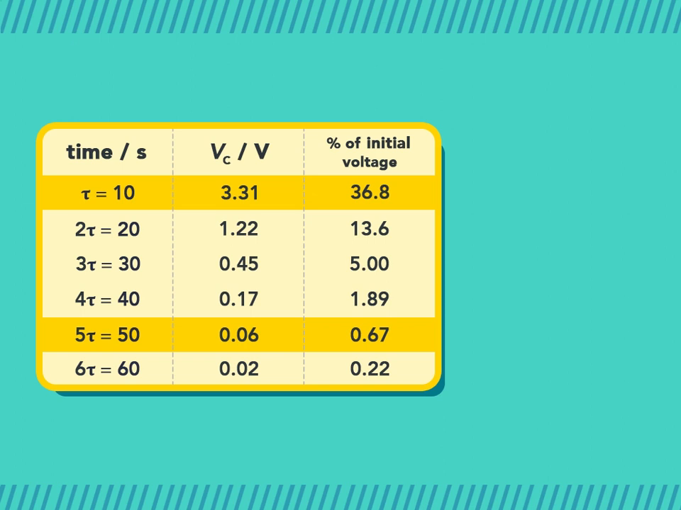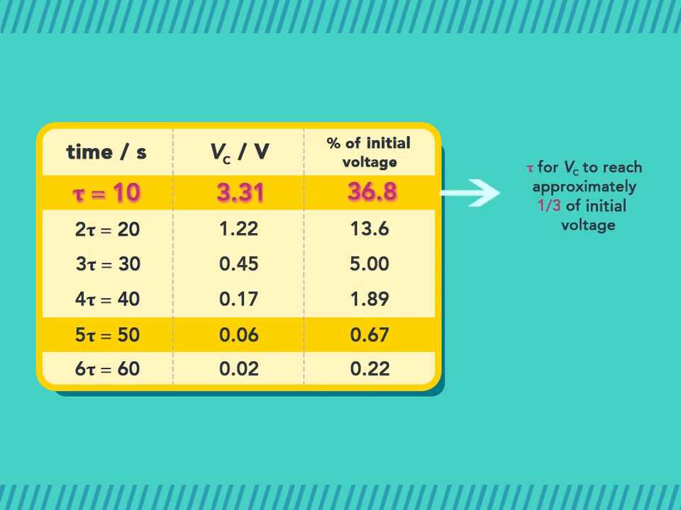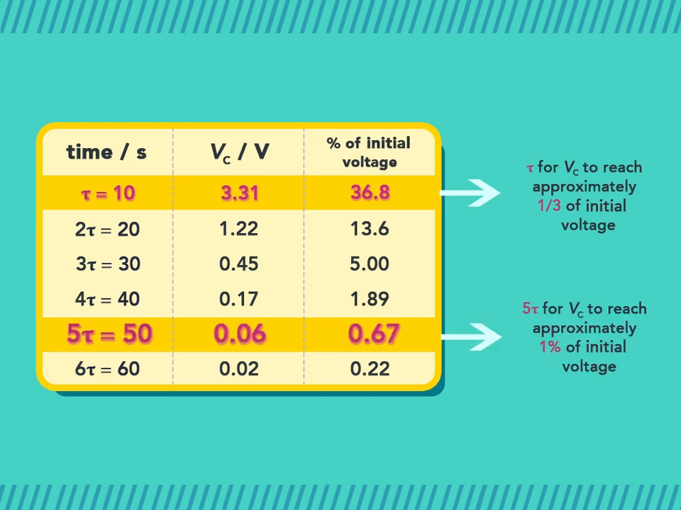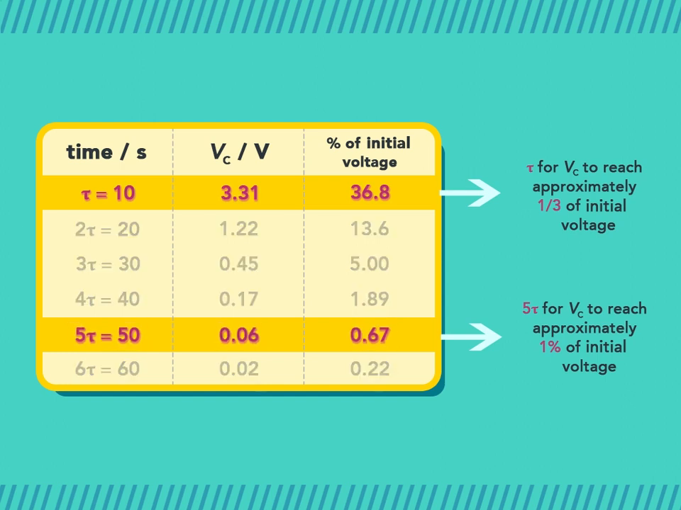Now, let's study the values recorded. Notice that it takes tau for Vc to reach 3.31 volts, which is approximately 1/3 of the initial voltage of 9 volts. It takes 5 tau for Vc to reach 0.06 volts, which is approximately 1% of the initial voltage of 9 volts. Both tau and 5 tau are commonly used in describing the discharging time of capacitors in RC circuits.